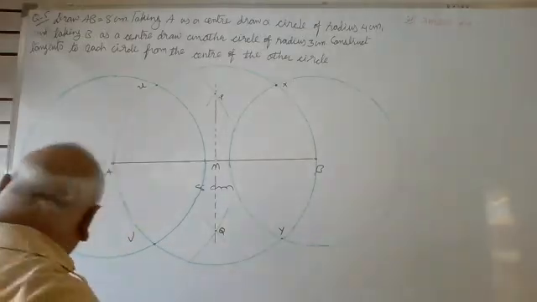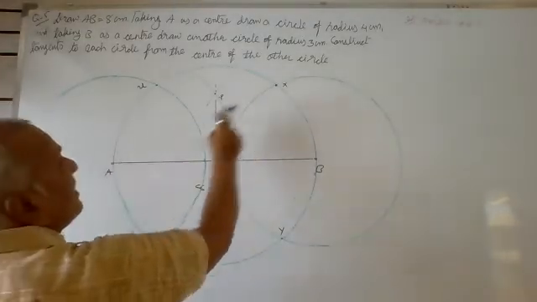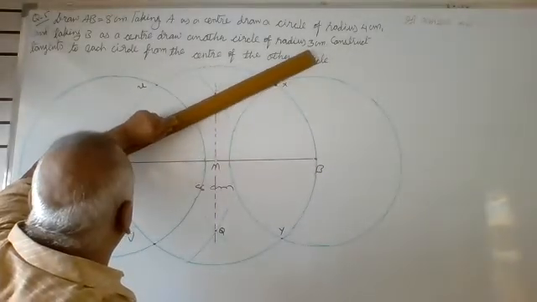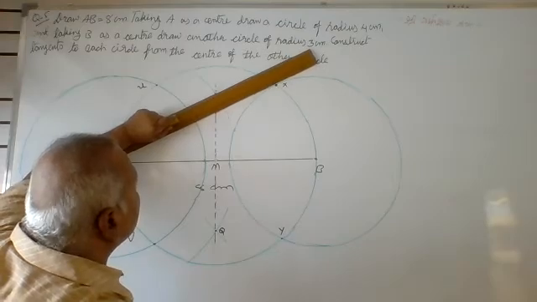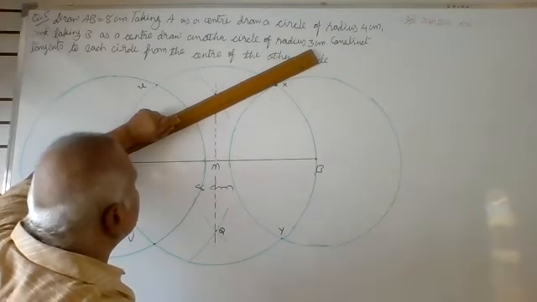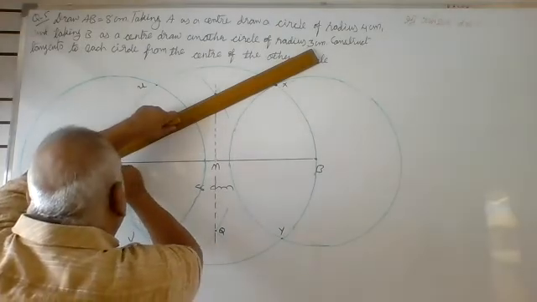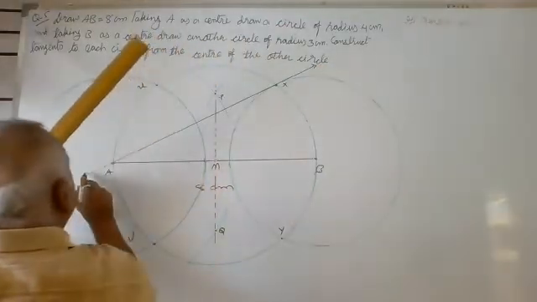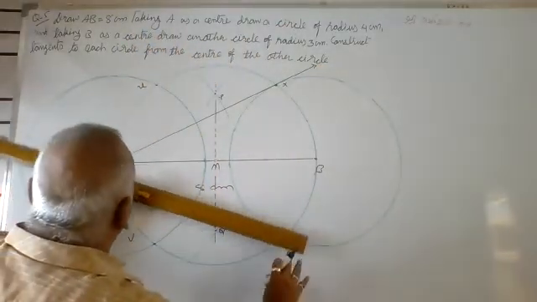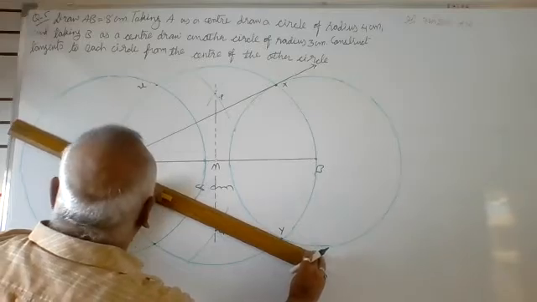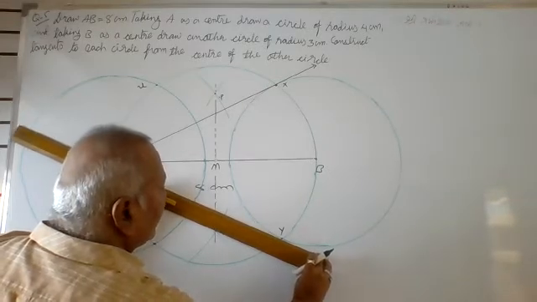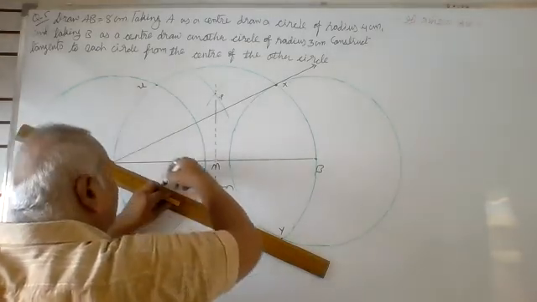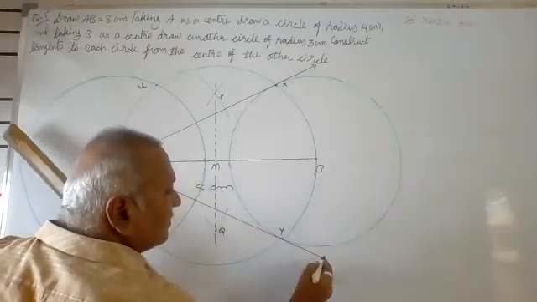Now we have to construct the tangents. A and X we have to join. So line AX is a tangent from A to the circle. So this is tangent AX. The same way, AY is a tangent. A and Y we have to join. So line AY is the required tangent.